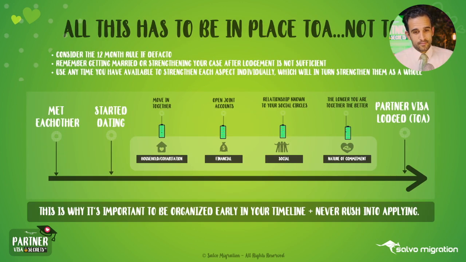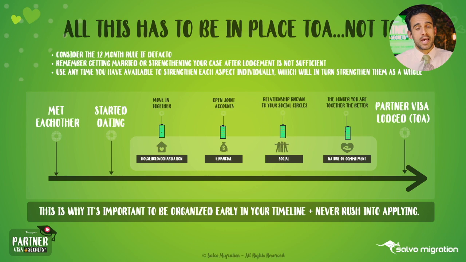So, all of this has to be in place at the time of application, okay? Because we looked at the requirements. You have to prove you're in a de facto relationship or spouse relationship at the time of application, not time of decision. When you submit the partner visa application is when you need to have those cover blocks in place.